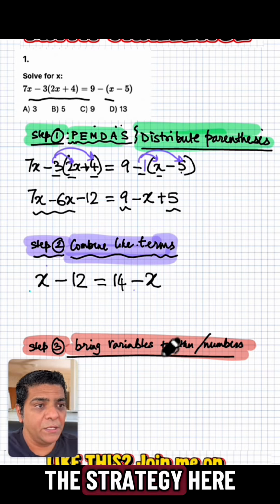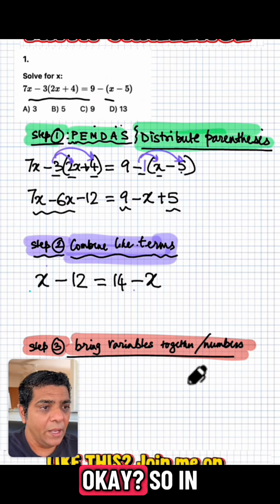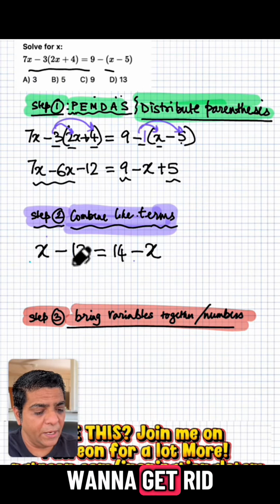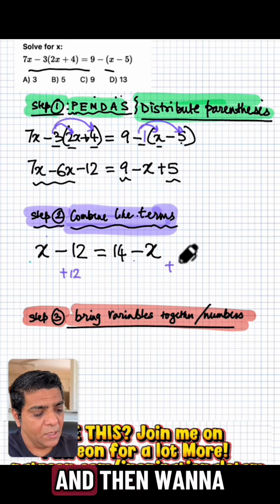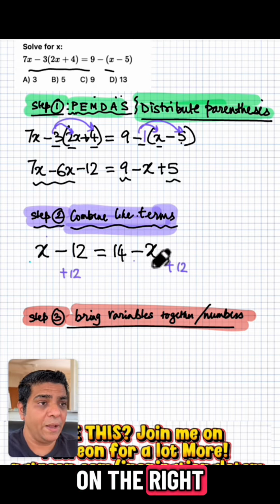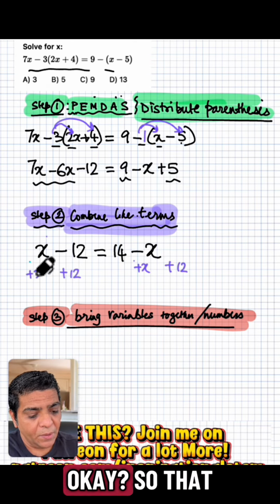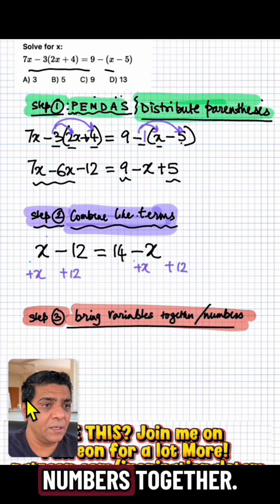Now the strategy here is to bring the variables together and the numbers together. In order to do that, we essentially want to get rid of the negative 12 here, so we're going to add 12 on both sides. Then we want to get rid of the negative x on the right hand side, so we're going to add an x on both sides. That is the strategy, and we can do that in the next step.